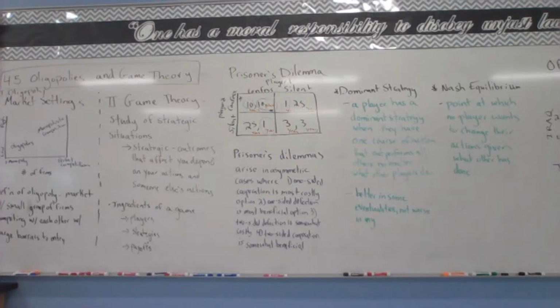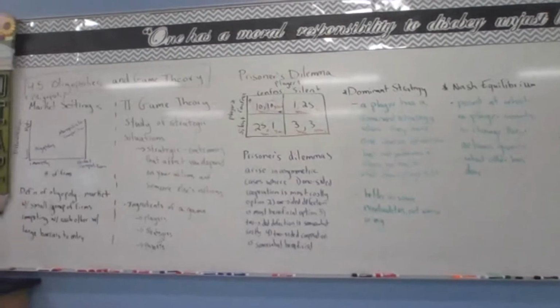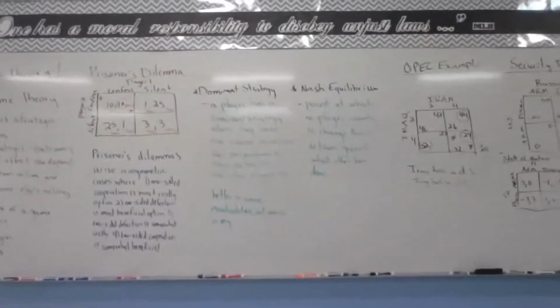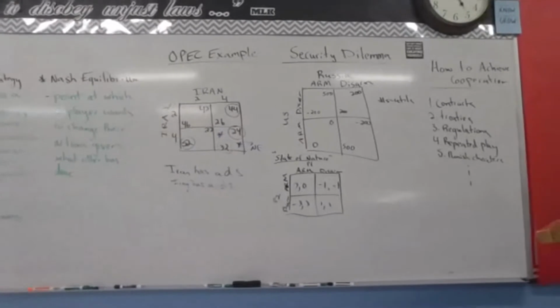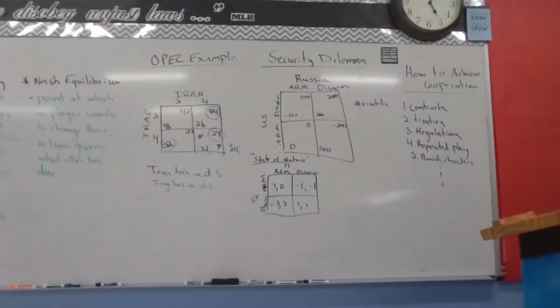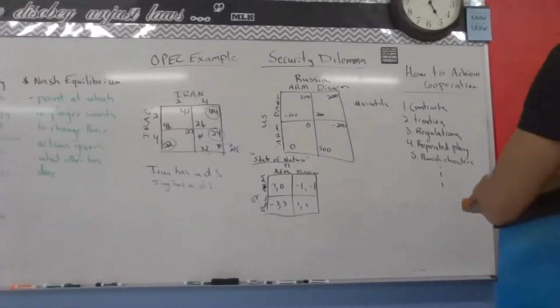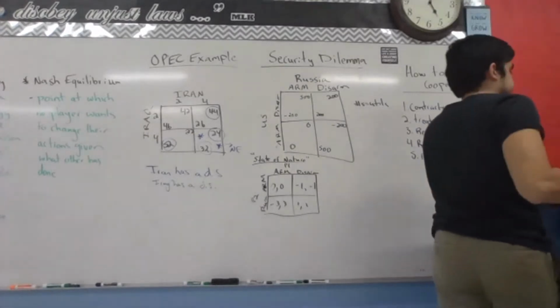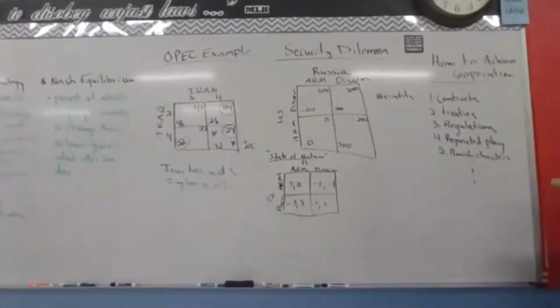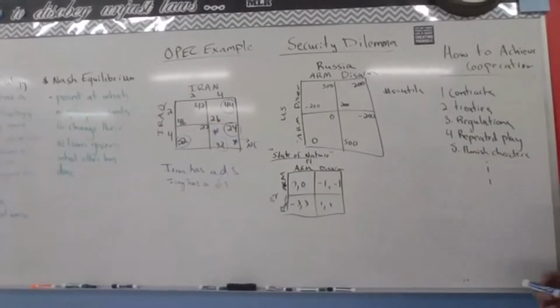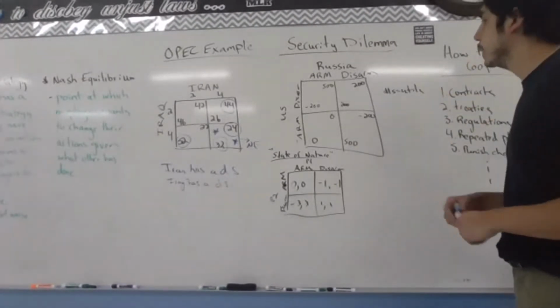Right, so games with two dominant strategies are pretty easy, because each player is just going to choose their dominant strategy. Now let's look at other types of games that also have prisoner's dilemmas in them. So this is an example. This is the security dilemma.